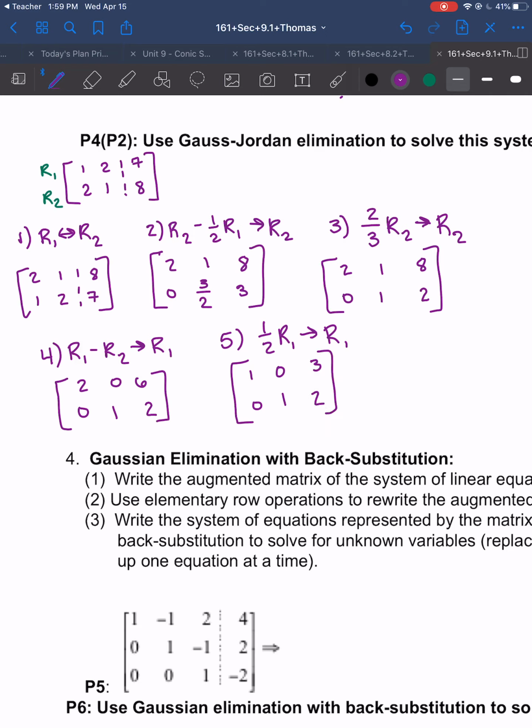So what that means is, since this is first, that's the x, and this is the y, so x equals 3 and y equals 2. So 3, 2 is my solution.